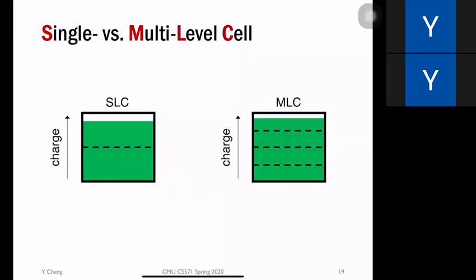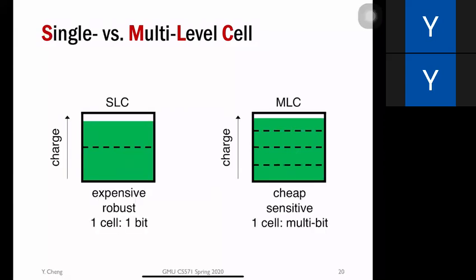The difference between these 2 techniques is robustness, its ability to be resilient against errors, and also the price. Single-level cell is more robust, and since each and every cell can only be used to hold 2 different binary states, it is relatively more expensive, but it comes with a higher level of robustness, okay? Because each single cell can be used to hold only 1 single bit in 2 different states.